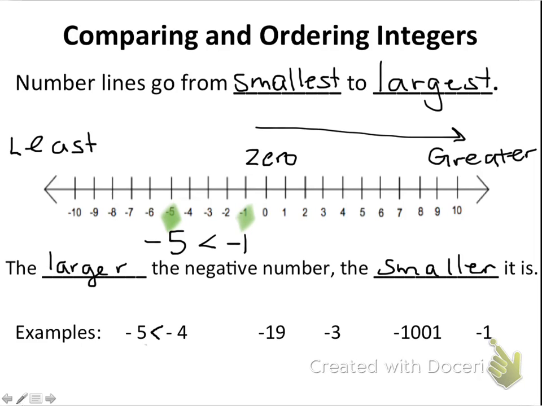All right, let's look at the next one: negative 19 and negative 3. Again, 19 is a lot bigger than 3, and as the negative number gets bigger, the smaller it is. So that means negative 19 is less than negative 3. All right, one last example. We have negative 1001 and negative 1. Negative 1001 is a lot larger than negative 1, so I'll use the less than symbol again.